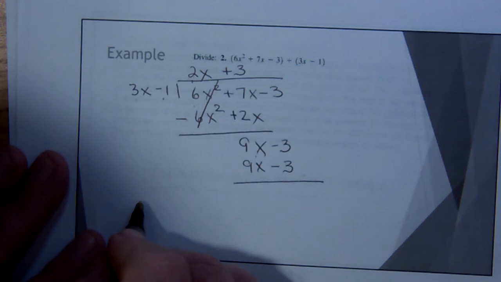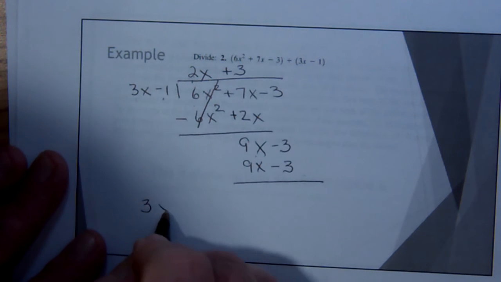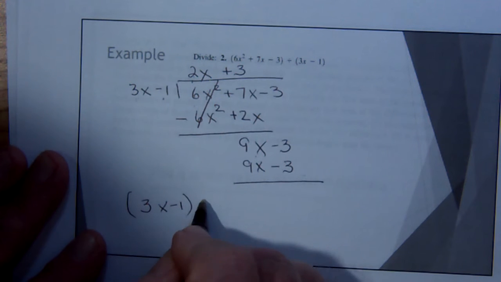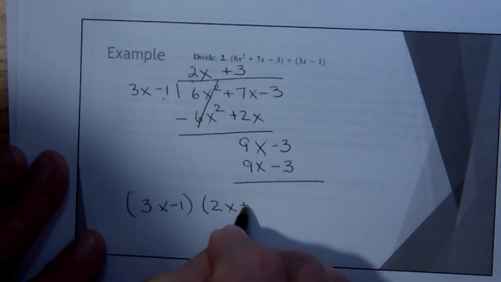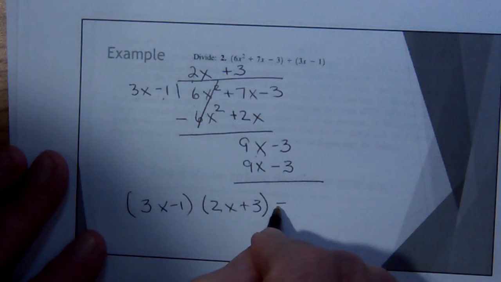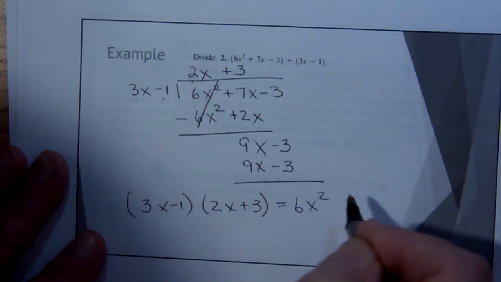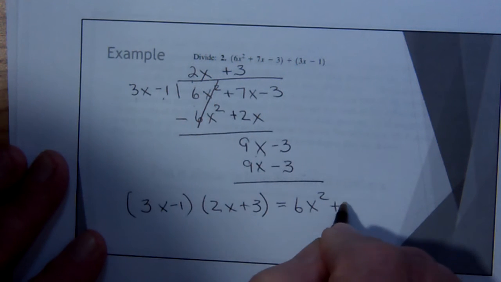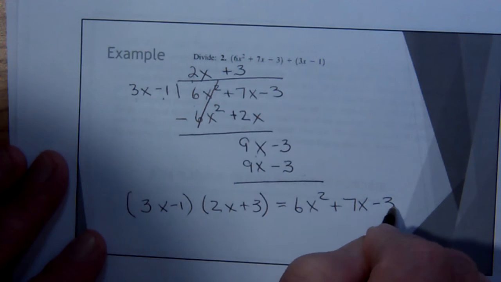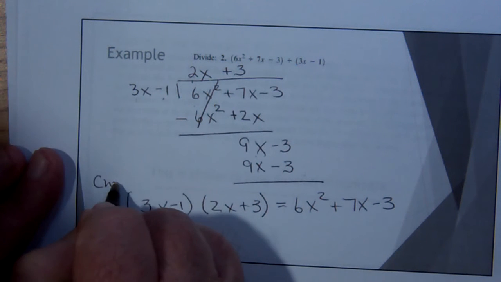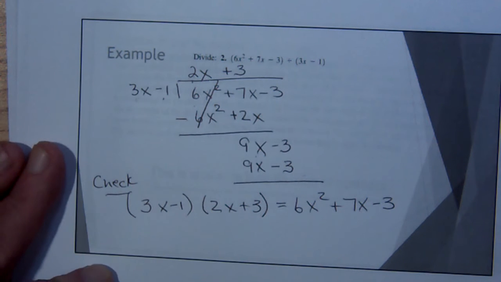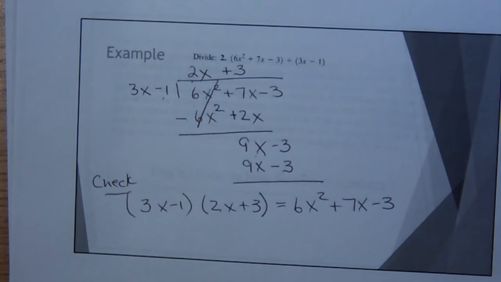And so if I were to check this, I could check that 3x minus 1 times 2x plus 3 is indeed 6x squared plus 7x minus 3. So this is the check that I could have done. Let's do a problem where we don't have a remainder of 0. Consider this problem.